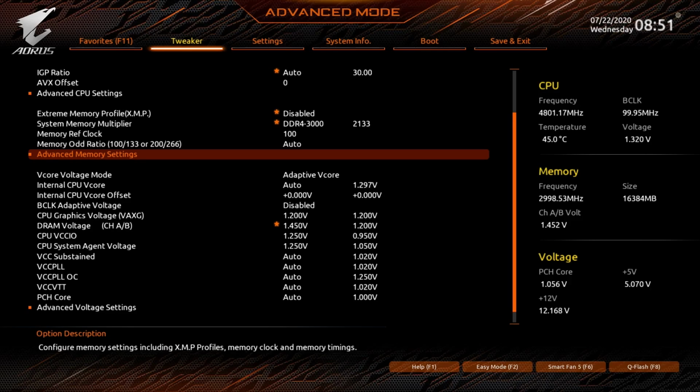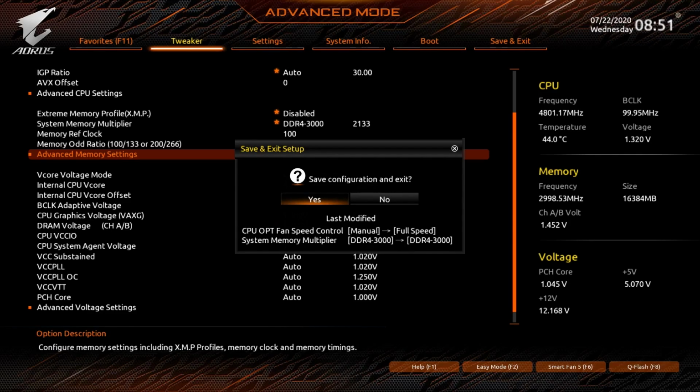Okay, so now that we have that set, we're going to start with 4.8. We're going to boot into Windows, and we're going to run some Prime95. We'll see what our temps and voltage look like, and that'll give us a baseline. Obviously, we're going to want to try and get a much better overclock than that. But let's reboot here and see how everything looks.